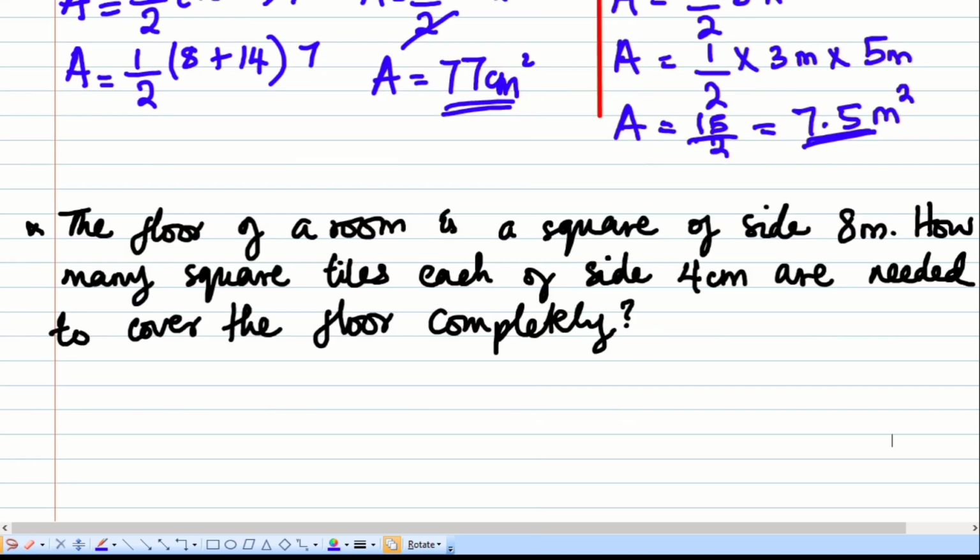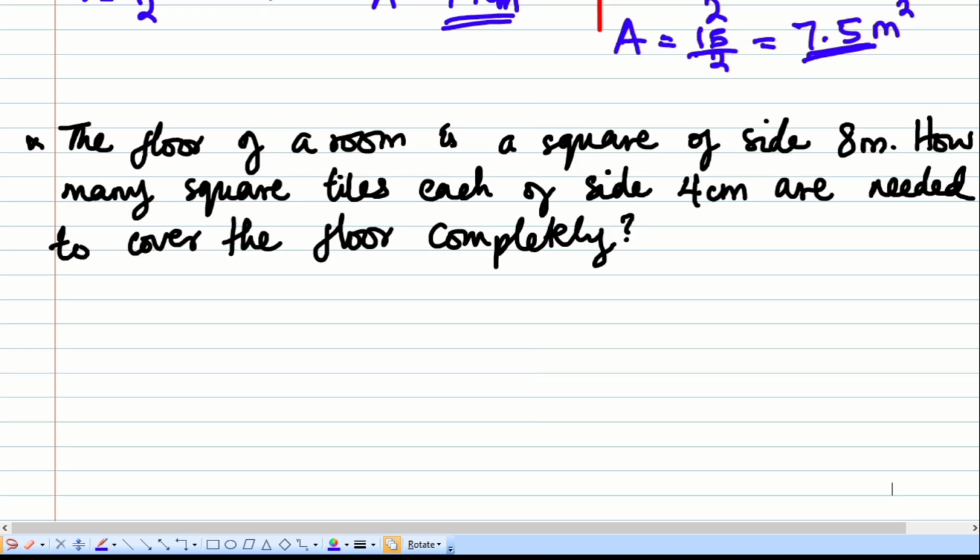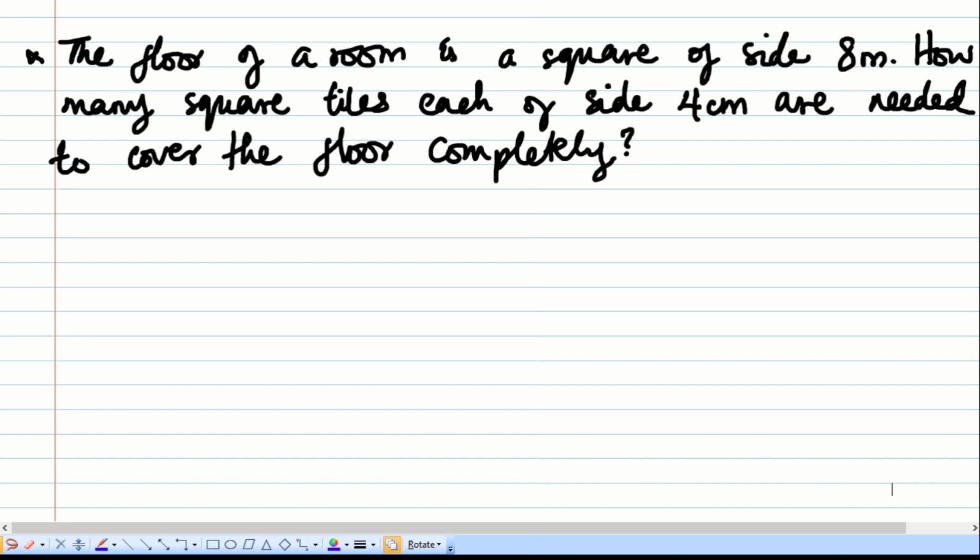So let's go further. We have a question in words, a word problem, so let's learn how to tackle this question. It says the floor of a room is a square. Take note, the floor is a square of side 8 meters. How many square tiles, each of side 4 centimeters, are needed to cover the floor completely?